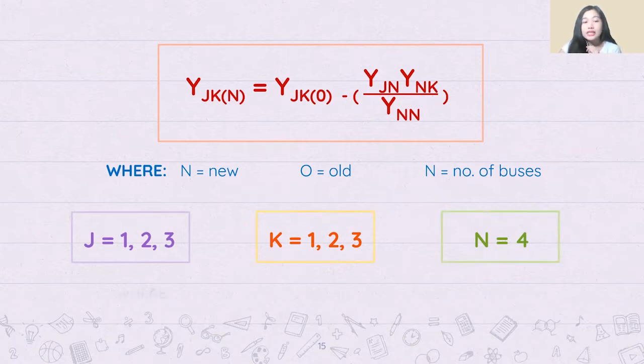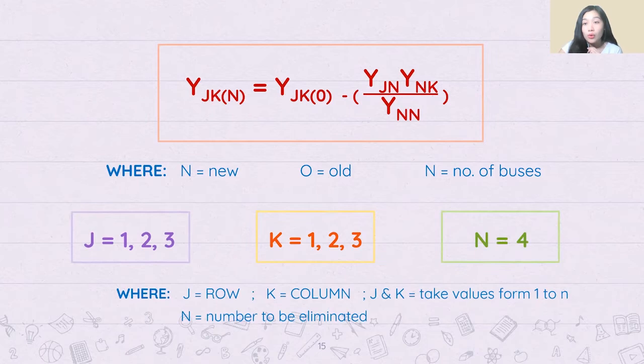Why? Our J is the row. Di ba sabi natin, ang matitira lang is 3x3. So, basically, we need to have 3 rows and 3 columns. So, J and K symbolize our row and column respectively. Our N is equivalent to 4 because we have 4 buses. And basically, 4 is the row and column to be eliminated. So, constant na yan all throughout.